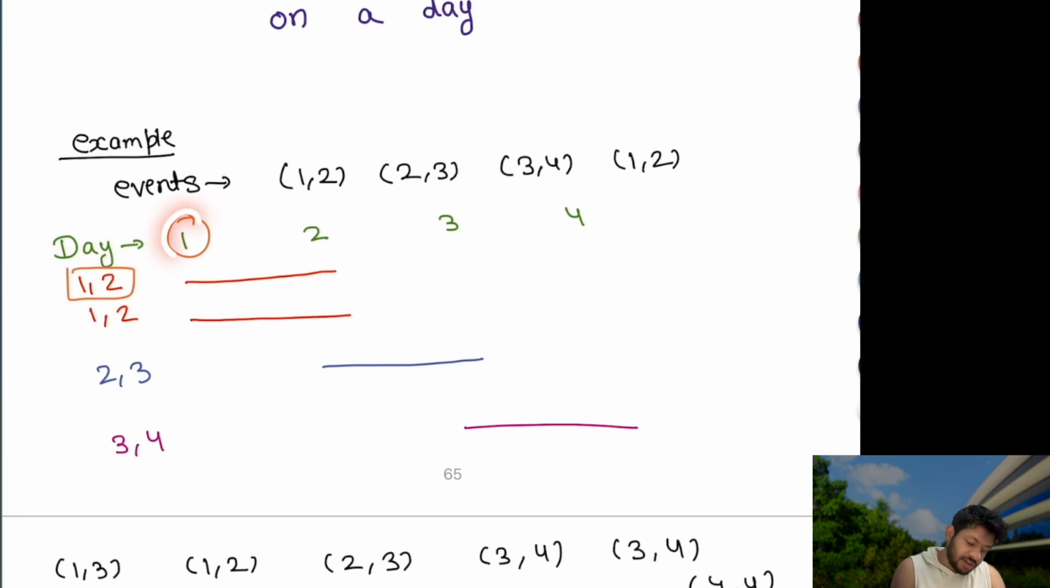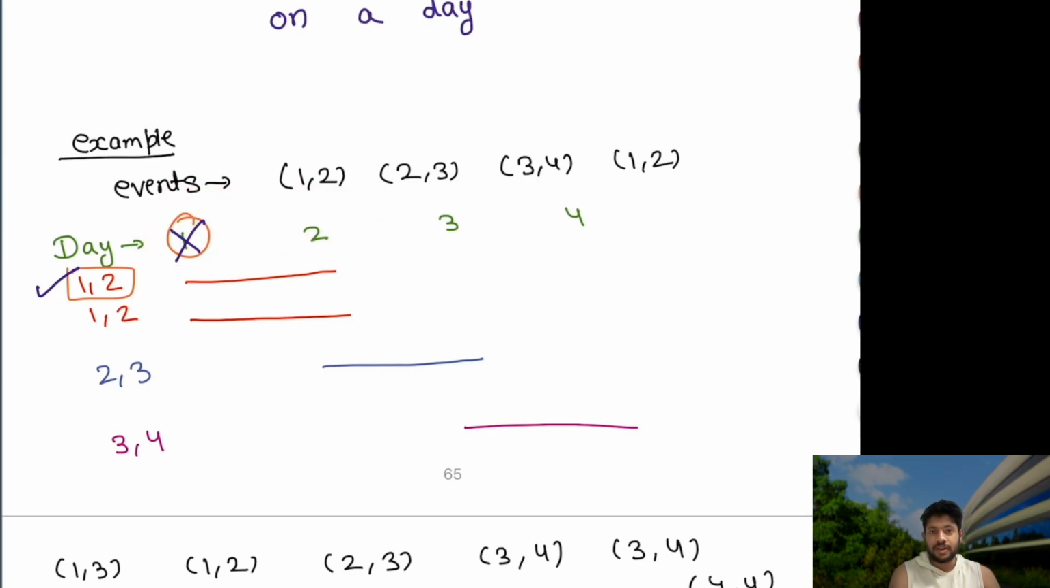So on day number 1 I may choose to attend this one, and I can say okay, this one is attended, right? And now day 1 is done. I cannot attend any other event on day number 1. What about day number 2?